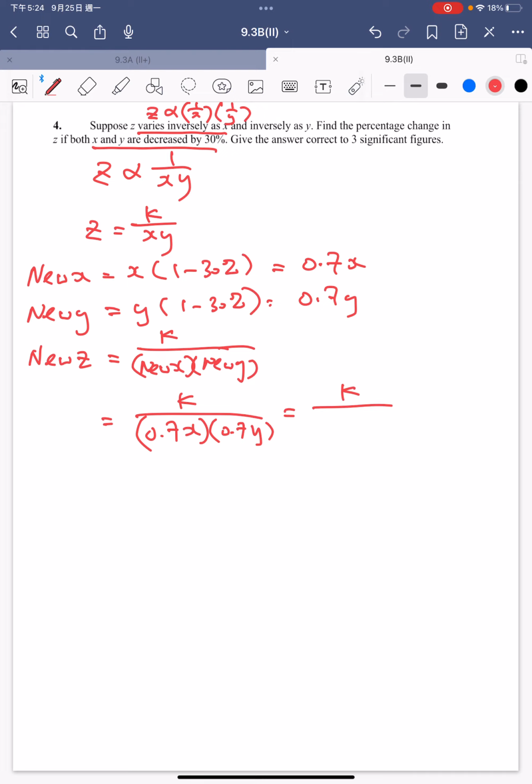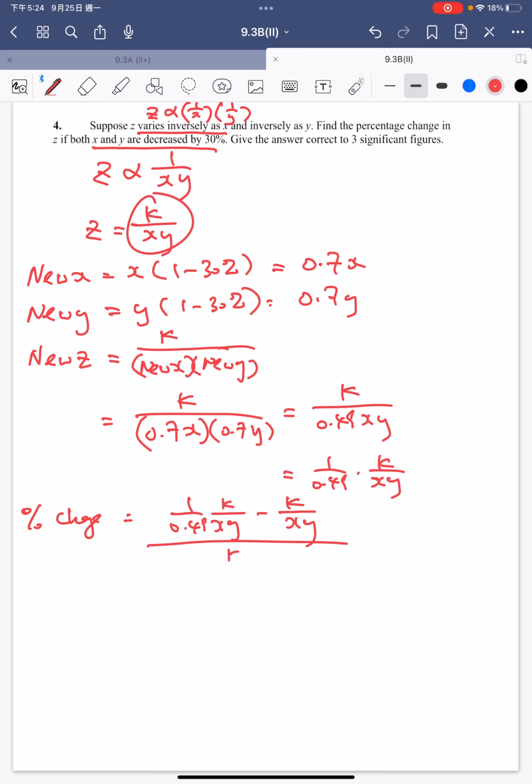Then this is equal to k over 0.49xy. So be careful, even though there's a 0.49 here, actually there's a 1 on the numerator part. So we can take out this 1 over 0.49 to get 1 over 0.49 times k over xy. Then we can use our percentage change formula, using our new value of z, which is 1 over 0.49 k over xy, divided by the old value of z, which is k over xy.